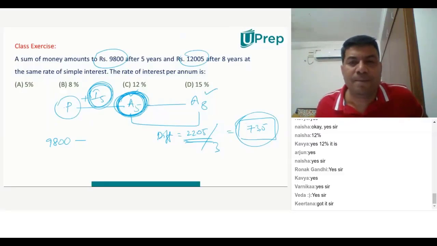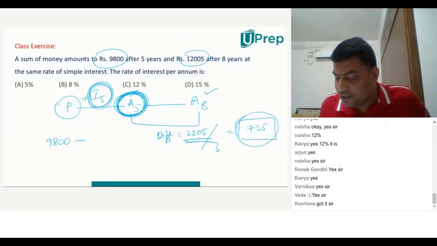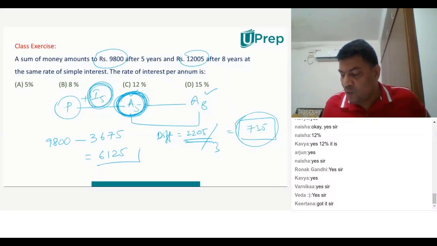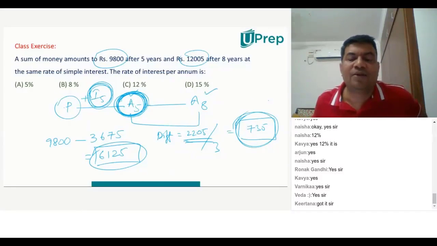735 into 5? 3675. Correct, 3675. That's how you got 6125. That's your principal. Once you know the principal and you know the interest per annum, it's easy to calculate rate of interest per annum.